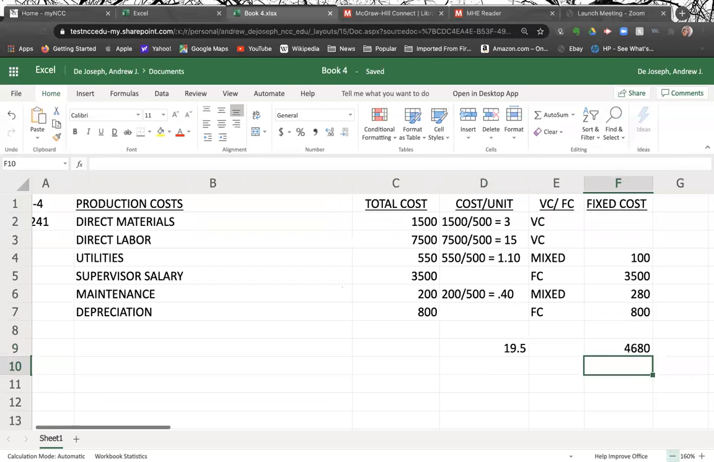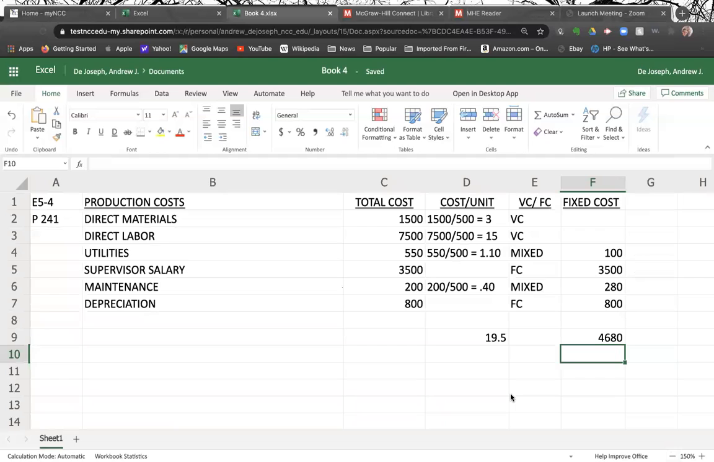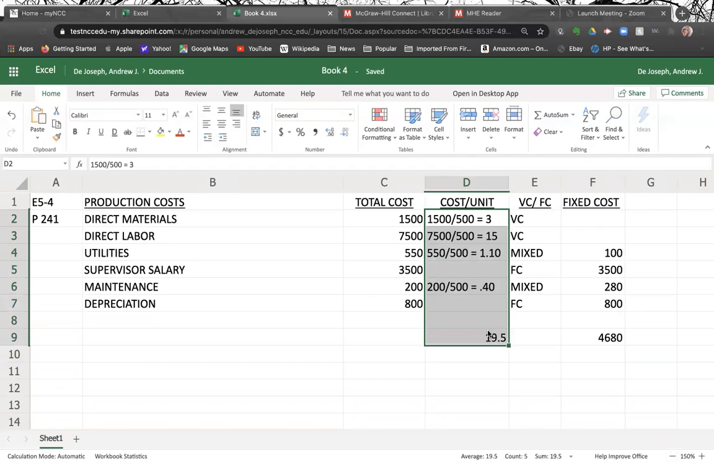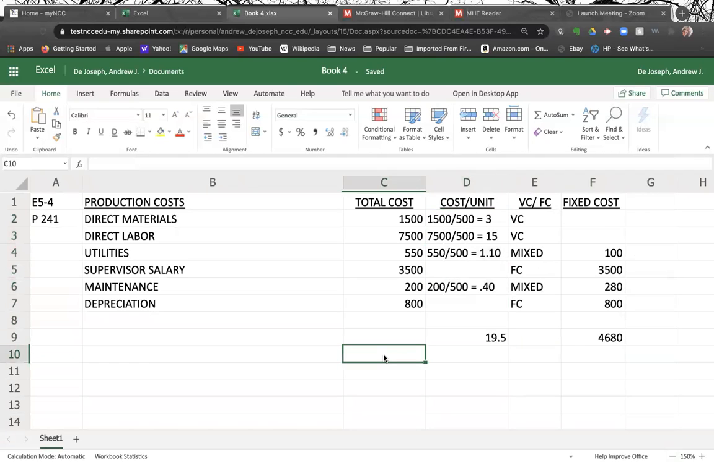The first part of the question asks you to identify each cost as variable, fixed, or mixed, and express each as a rate per month. That's what this column does here, the cost per unit. State any assumptions you make. Well, I don't know, it's pretty evident. All right, so that's the first part of the problem.